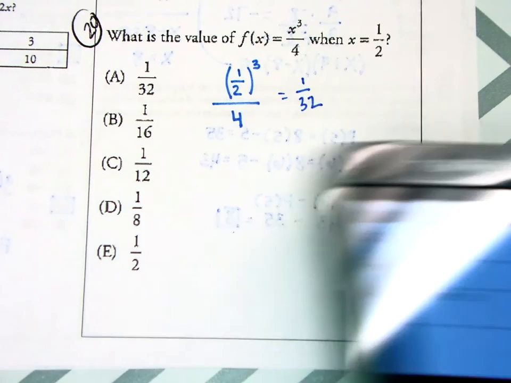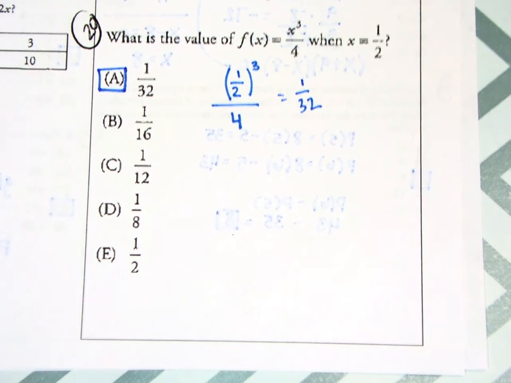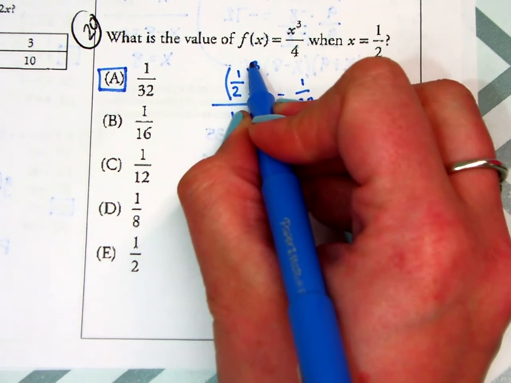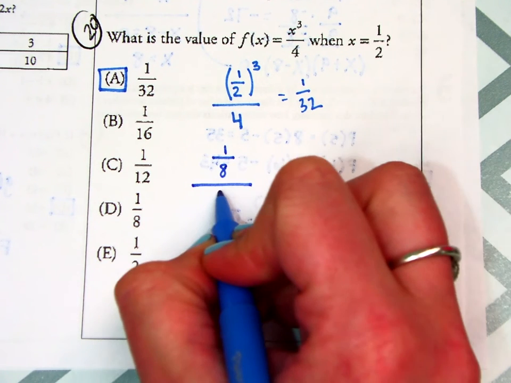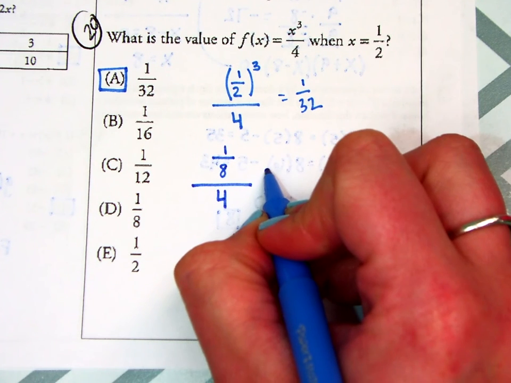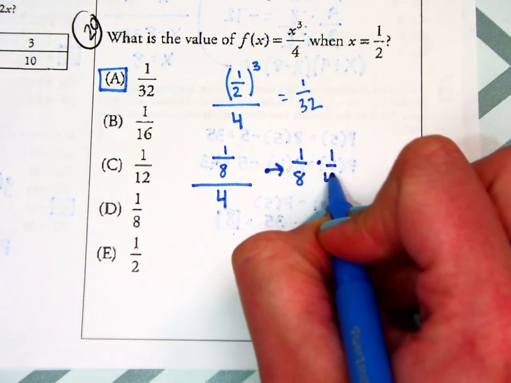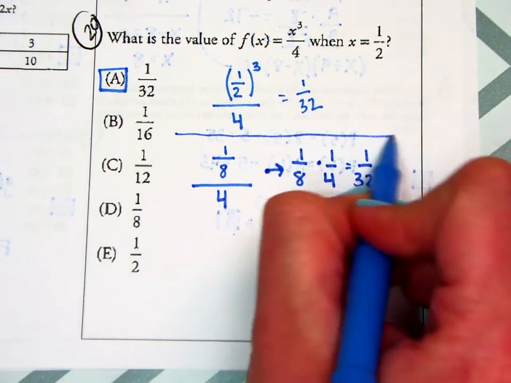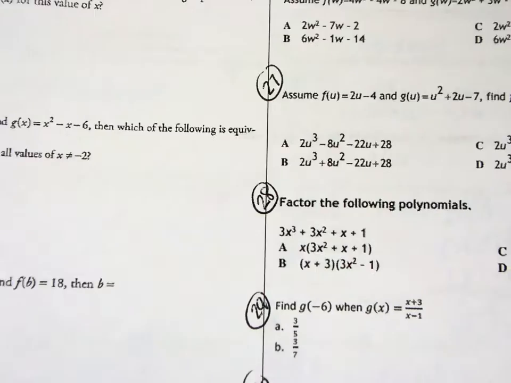So I would recommend just using your calculator. Takes no time at all to solve that problem. If you wanted to do it from scratch, this would become 1/8 divided by 4, and that basically would change to 1/8 times 1/4, which would give you 1/32. So either way, this is the calculator, this is how you would do it by hand. All right, 21, moving right along.